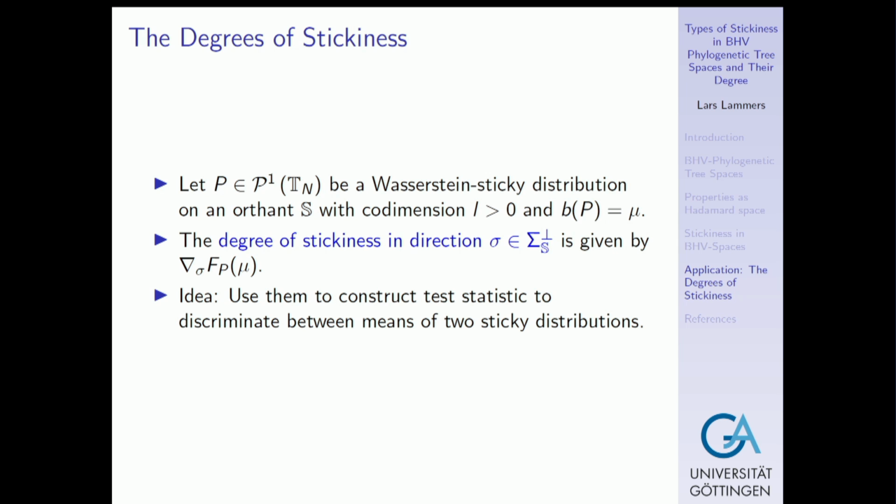And our idea is, okay, inference based on the Fréchet mean might not really be reasonable in a case, but still we can do some testing based on these degrees of stickiness to discriminate between, not the means, but something that is related to the mean of two sticky distributions.